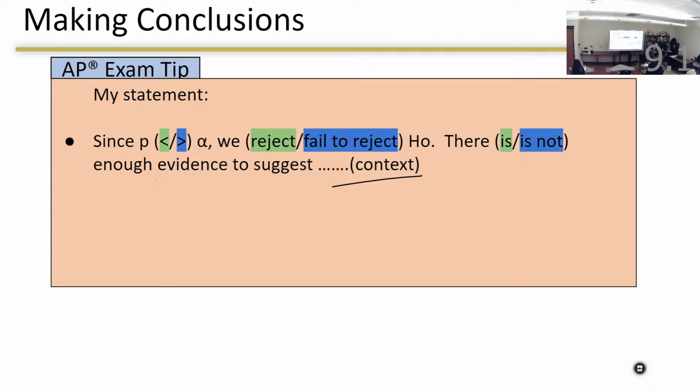Compare P to alpha, reject or fail to reject. There is or is not enough evidence in context. I try to make it 3 things so that you have the rule of 3. I end up with the rule of 3 because I put the P greater than or less than alpha in another place so that it has 3. They don't care where you do it, you just got to get it in there.